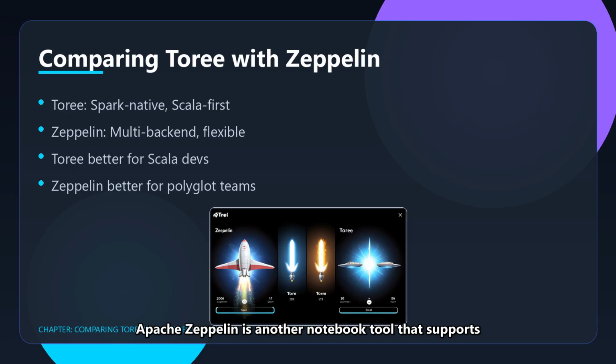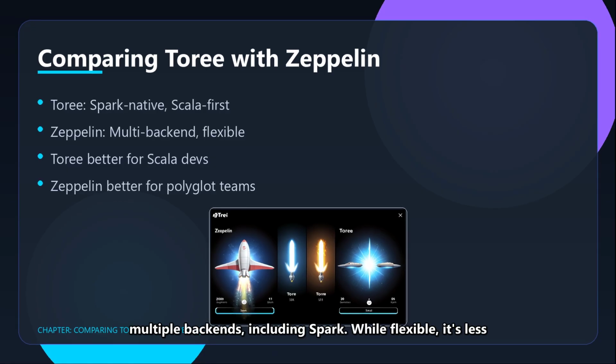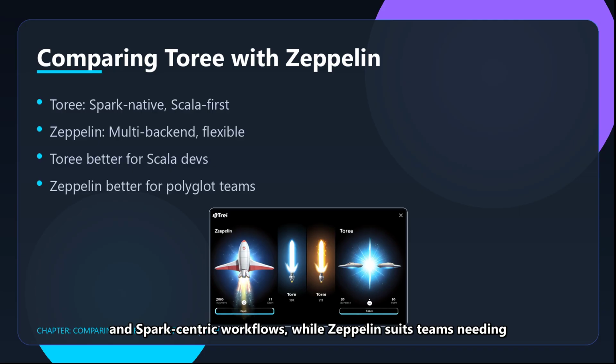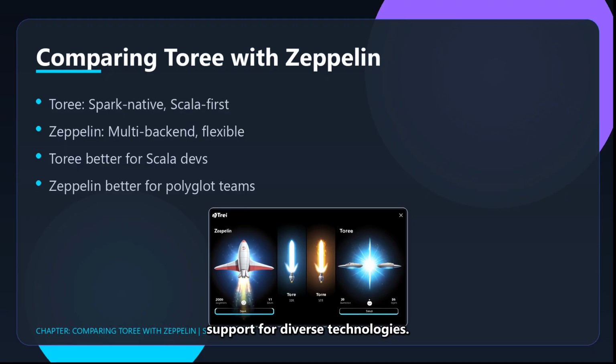Apache Zeppelin is another notebook tool that supports multiple backends, including Spark. While flexible, it's less Spark native than Toree. Toree excels for Scala developers and Spark-centric workflows, while Zeppelin suits teams needing support for diverse technologies.